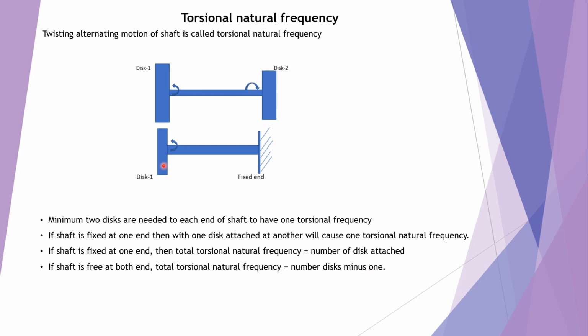If it is one, then one. If it's two, it is two. If the shaft is free at both ends, that means if two discs are attached, there will be one natural frequency. If n number of discs are attached, that means n minus one natural frequencies are available.